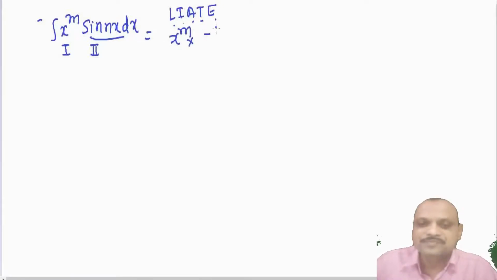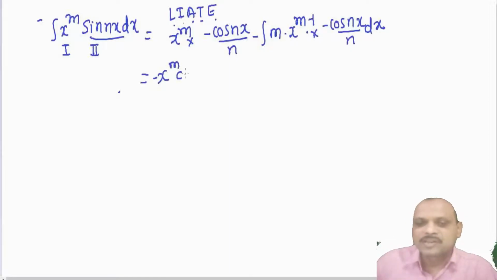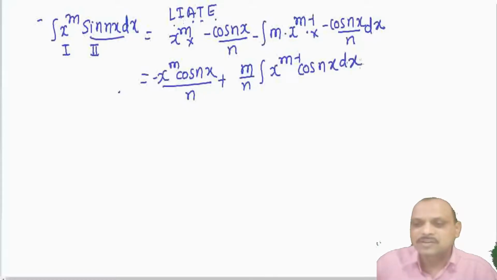Now first function, integration of second, minus cos of nx divided by n, minus the derivative of first, m into x raised to m minus 1, integration of second, minus cos of nx divided by n, into dx, equal to minus x raised to m cos of nx divided by n, plus m divided by n into the integration of x raised to m minus 1 into cos of nx into dx.